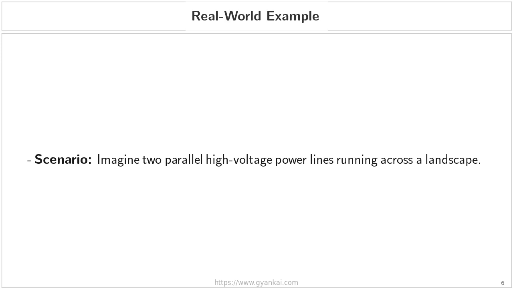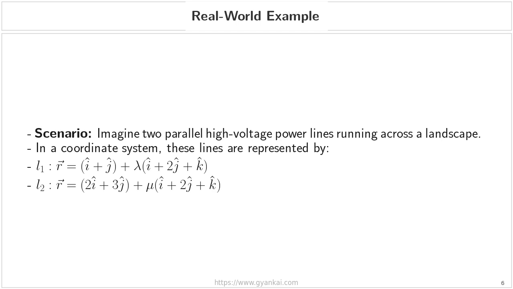Real-world example. Now that we have understood the theory and the formula, let's put everything we've learned into practice with a real-world application. Imagine you are looking at a landscape where 2 high-voltage power lines are running parallel to each other across the terrain. To solve a problem like this mathematically, we represent these lines using a coordinate system. Take a look at the equations provided.